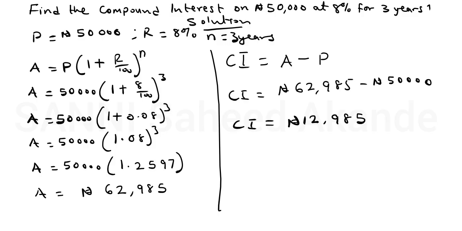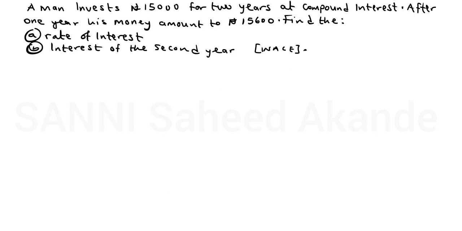The question says a man invests 15,000 naira for 2 years at compound interest. After 1 year, his money amounts to 15,600 naira. Find A, the rate of interest, B, the interest of the second year. Solution. Okay, so from this question, the principal amount is equal to 15,000 naira.